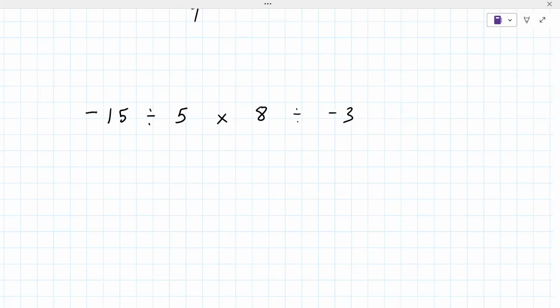Are you guys working with both positive and negative numbers? Yes. All right. And it's okay to say, hey, you know what, I'm not comfortable with those. Let's try some more. Let's go negative 15 divided by 5 times 8 divided by negative 3. Why don't you give this a try? Because I'm just sort of gauging where you're at, based on how you do on some of these problems here.